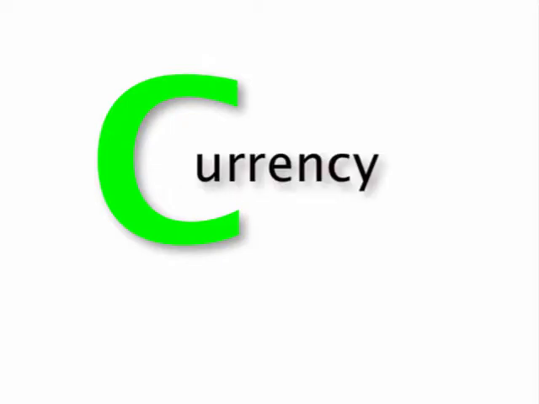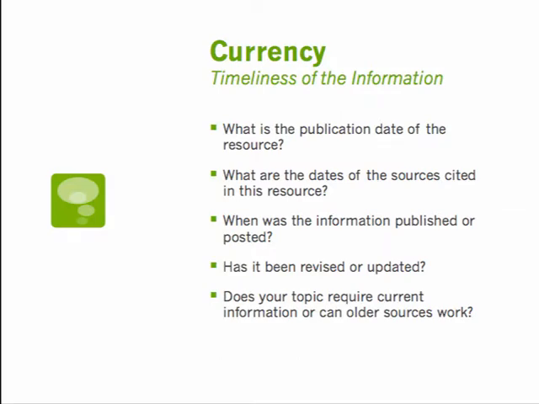The first letter is C. C is for currency. Currency looks at the publication date of the resource, but it also looks at the date of the sources that were used in researching the article, book, or internet resource. Questions that you can ask include: when was the information published or posted? Has it been revised or updated? Does your topic require current information, or can older sources work?